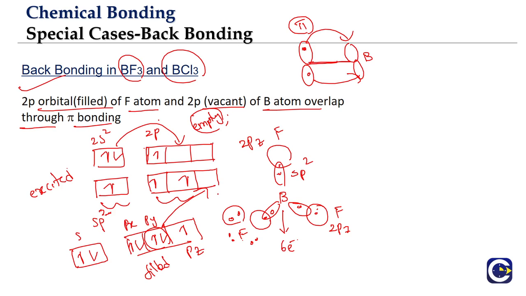Okay, and it will be what? A coordinate pi bond. Why are we saying coordinate? Because the boron is not contributing any electrons. The electrons of the bond pair are coming from where? Fluorine atom. So this is what will be the back bonding in the case of the BF3.